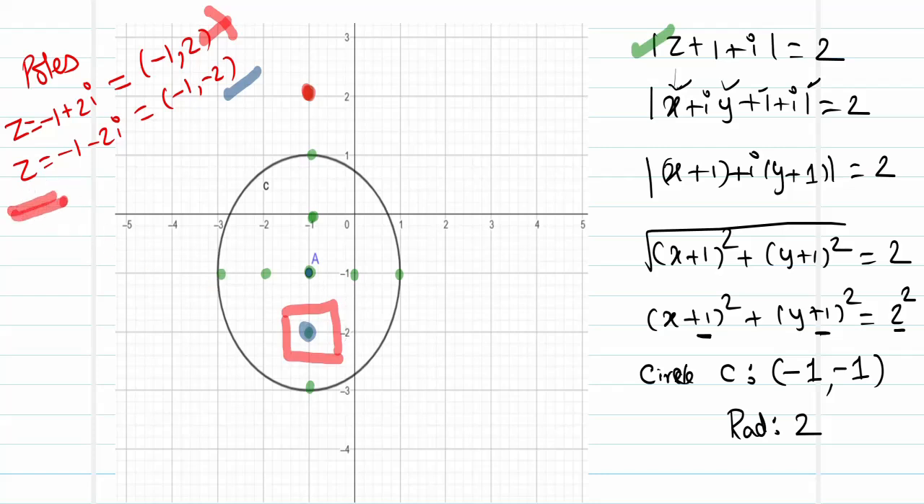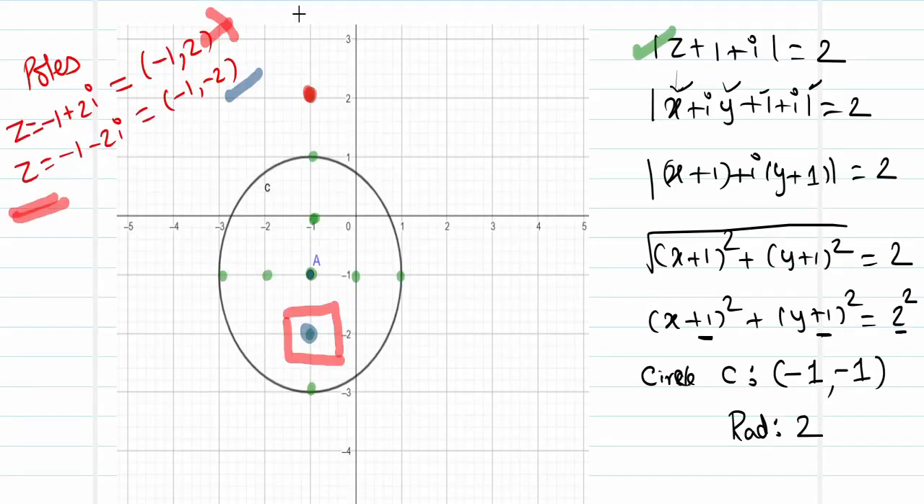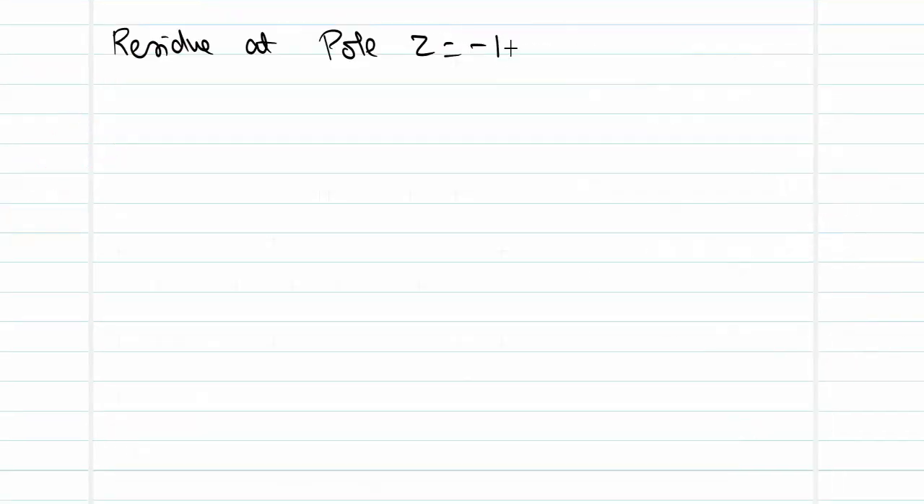So I will be estimating just the residue at the position minus 1 comma minus 2. So now we are ready to estimate the value of the residue. I will be estimating the residue at the pole z is equal to, which lies inside, minus 1 minus 2i. What type of pole is this? This is going to be a simple pole.